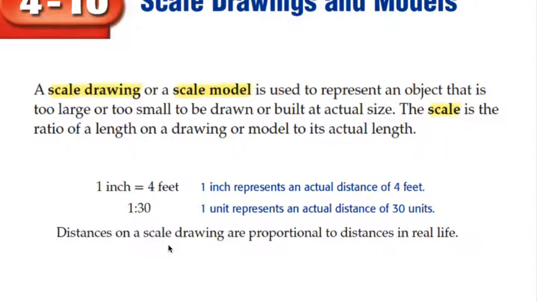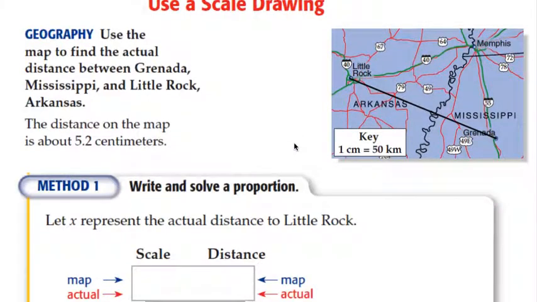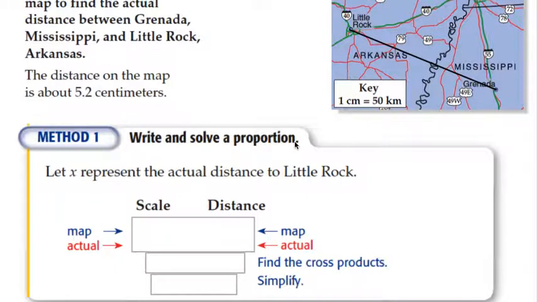Distances on a scale drawing are proportional to distances in real life. So therefore we can use our proportions to go ahead and solve these. Here's a geography example. It says use the map to find the actual distance between Grenada, Mississippi and Little Rock, Arkansas. So I have a line drawn on the map for you, and we want to find the actual distance to go from those two towns. They are telling us that the distance on the map is 5.2 centimeters, and we have a key here telling us that 1 centimeter is 50 kilometers. So with that information, we should be able to figure out what the actual distance is.